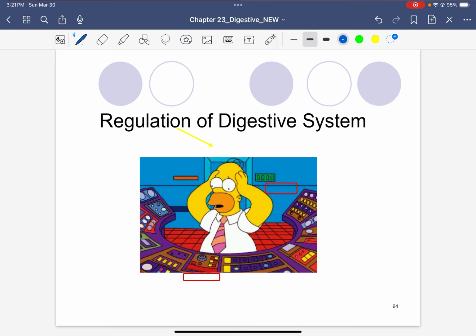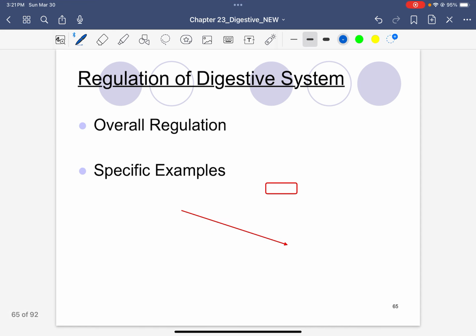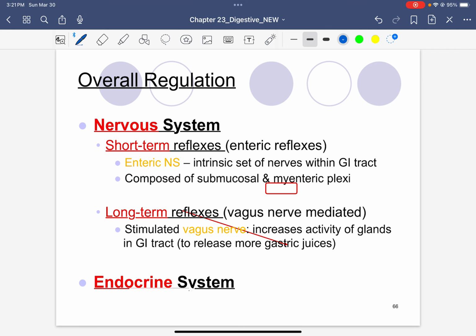All right. Now, to end this chapter, there really isn't going to be that much more. We're going to tend to keep it simple. Overall regulation of the digestive system. Here's what you need to know. The digestive system is regulated by the nervous system and by the endocrine system. Remember, the endocrine system releases hormones. So the digestive system is going to be overseen by nerve impulses, the nervous system, and hormones.